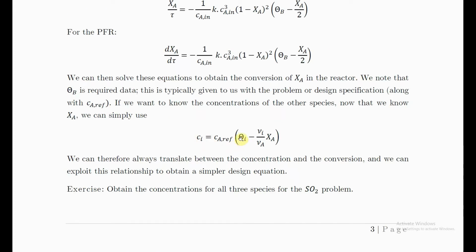You just go ahead and stick in θc here. That's probably 0. And then νc, which is +2, and νa is -2, and then the value for XA, and then that tells you what your product concentration is.